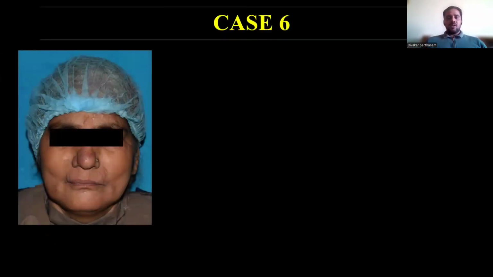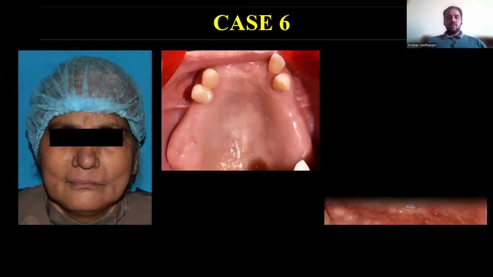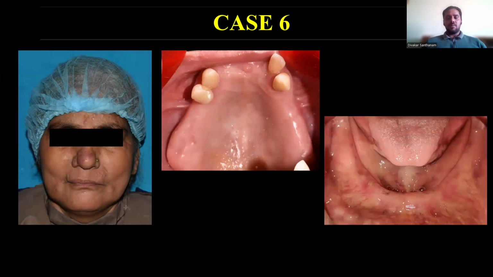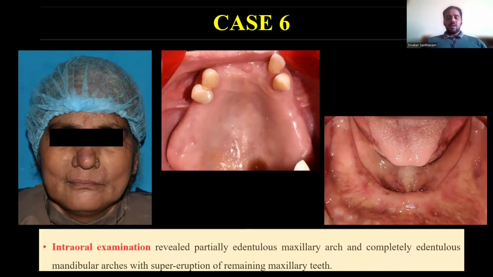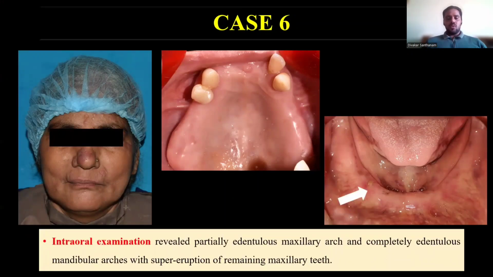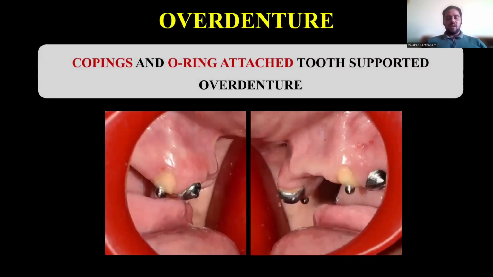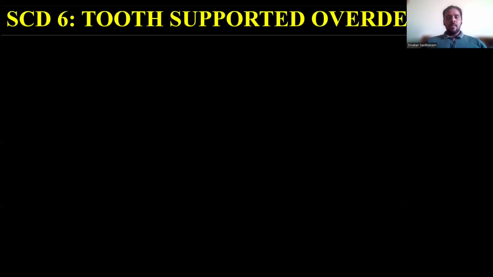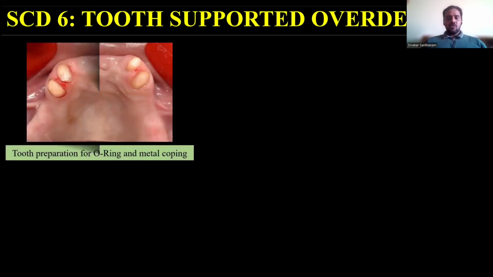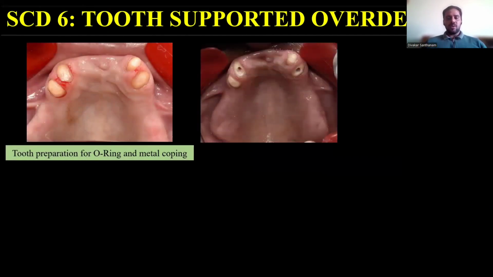Coming to case 5, we saw a case with a partially edentulous maxillary arch and a completely edentulous and resorbed mandibular arch. The remaining teeth in the maxillary arch were predominantly sound, so we planned an O-ring attached overdenture and coping attached overdenture for the upper arch, and a conventional complete denture for the mandibular arch. We did RCT for the remaining natural teeth, then tooth preparation for the O-ring and metal coping.